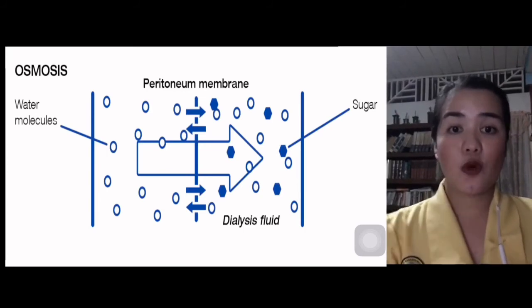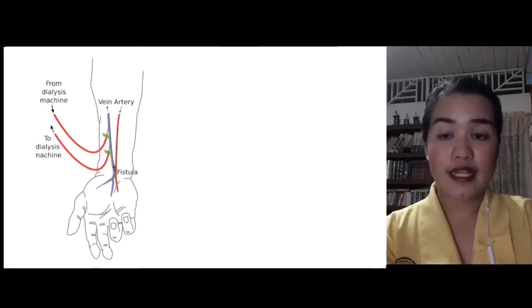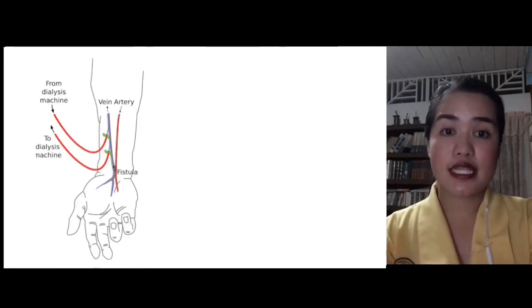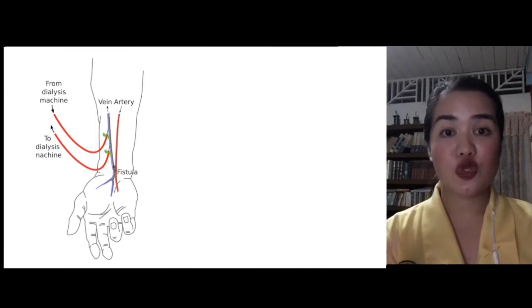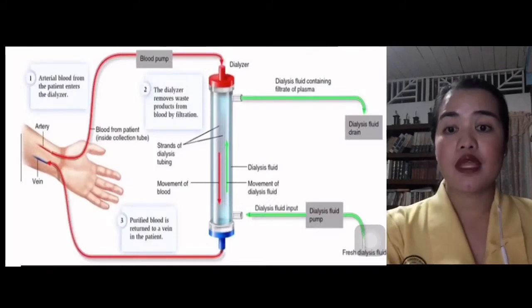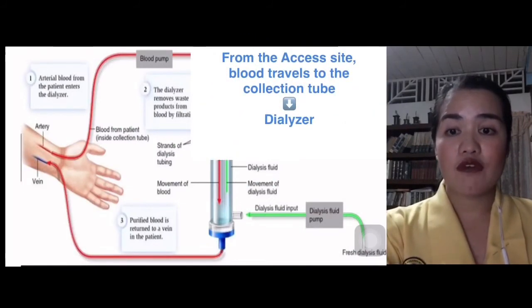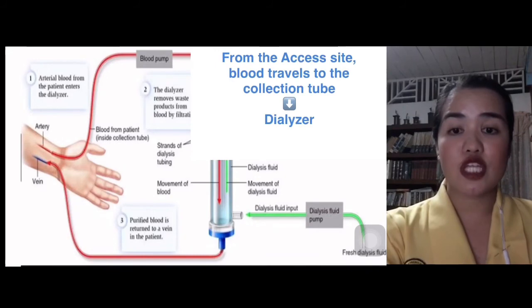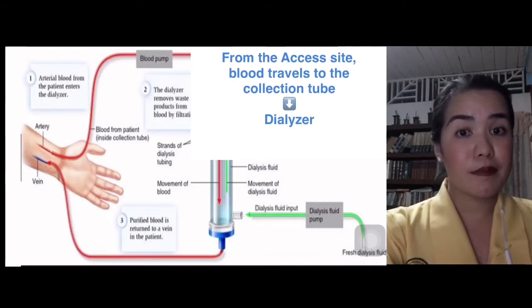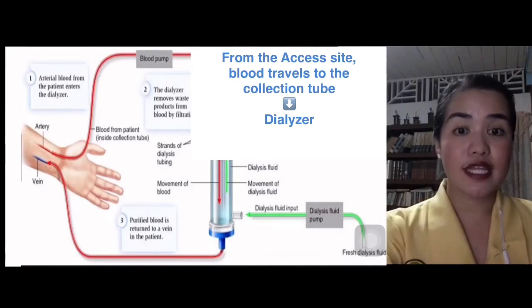So again, going back to hemodialysis, just a recap. First, what will happen? First, we need to secure an access site, or in this case, this is an AV fistula. So it needs to heal first, and before cannulation, there needs to be a thrill. And then arterial blood will now travel from the patient to the collection tube by the use of the blood pump that pushes blood into the dialyzer.